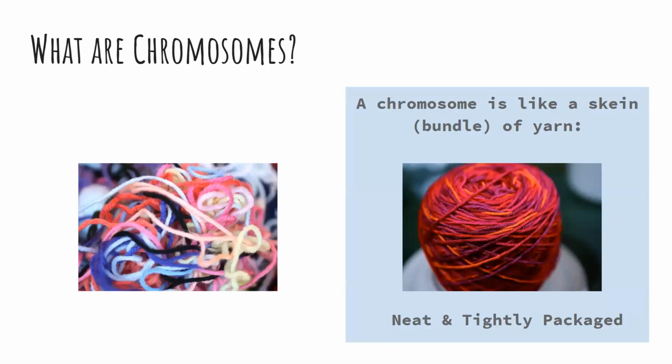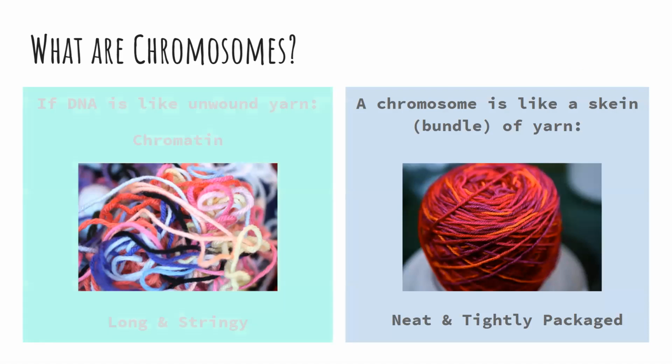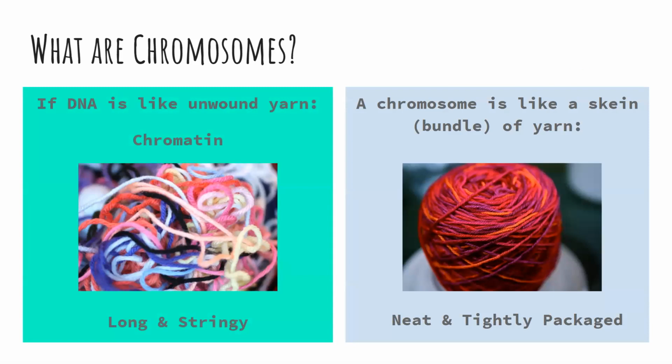So think about chromosomes like this. Chromosomes are DNA when it's tightly and neatly packed, tightly wound in a perfect ball of yarn. When the DNA is not organized into a chromosome, it's called chromatin. It's just long and stringy, and it looks like loose spaghetti.